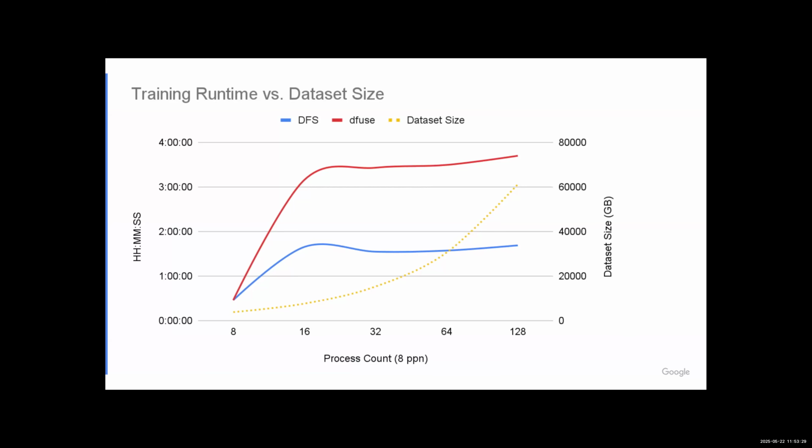Interesting thing is that at 8, at a single node, the difference between DFuse and DFS, the native DFS interface, is negligible. But it starts to get more pronounced as more nodes are added, and the DFS runtime stays pretty flat once you get past 16 processes. So I thought that was kind of interesting.